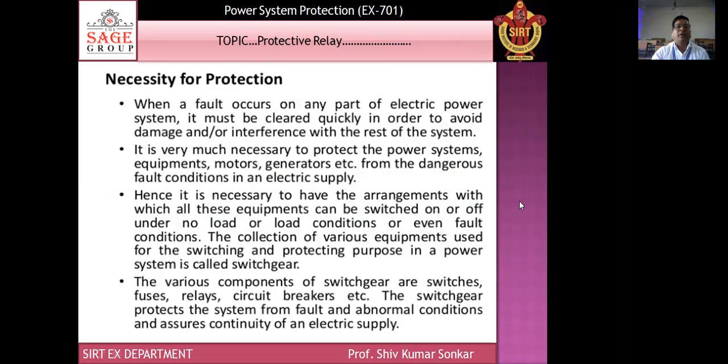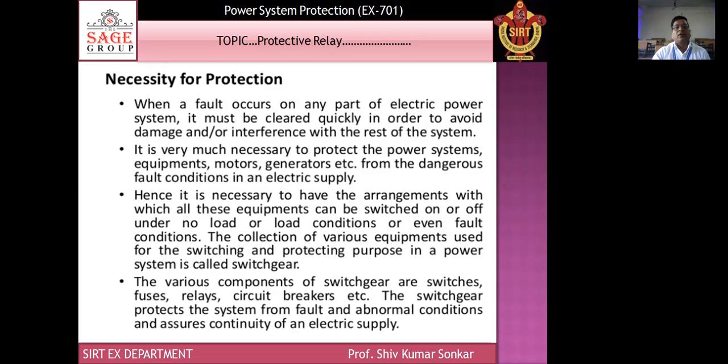Necessity of protection. When a fault occurs on a part of the electric power system, it must be cleared quickly in order to avoid damage and interference with the rest of the system. It is very necessary to protect power system equipment, motors, generators, etc. from dangerous fault conditions in the electric supply. Hence, it is necessary to have an arrangement with which all this equipment can be switched on and off under no load, load condition, or any faulty condition.